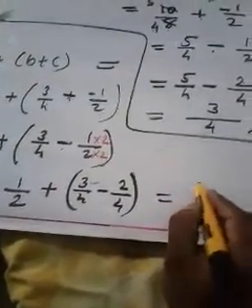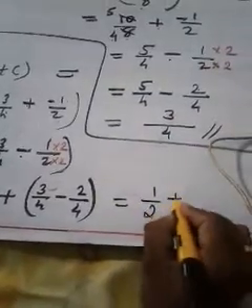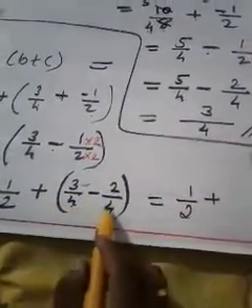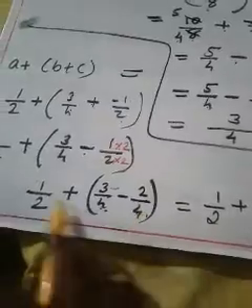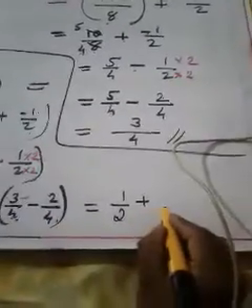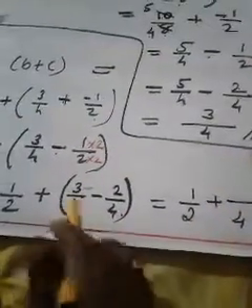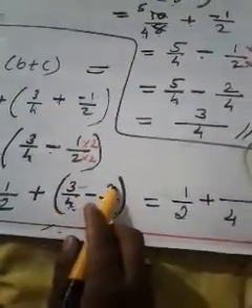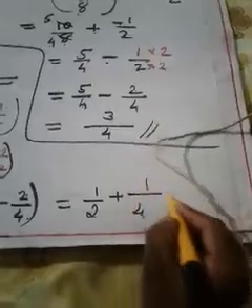Isn't it? So it becomes 1 by 2 plus, you just see, here the denominator becomes same now. 1 by 2 as it is, plus as it is. Here the denominator becomes same now. Just write that. What is the numerator? 3 minus 2. What is 3 minus 2? 1. So the answer is 1 by 4.